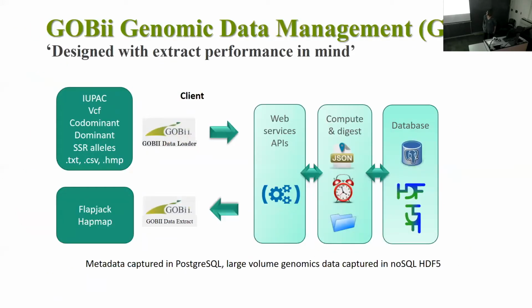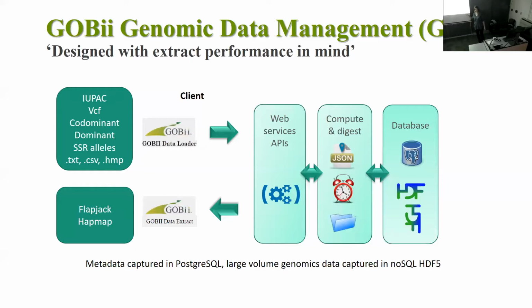And we've built within this community a database that is super fast at being able to load data and extract data. The client interacts with the system via a data loader or a data extractor. You can load any kind of data into the system. You interact with the system via web services and APIs. The data is digested. And we're using a hybrid database system. So we use Postgres to handle the metadata. And then those big genotyping files are put into HDF5 format. And HDF5 is a NoSQL solution.